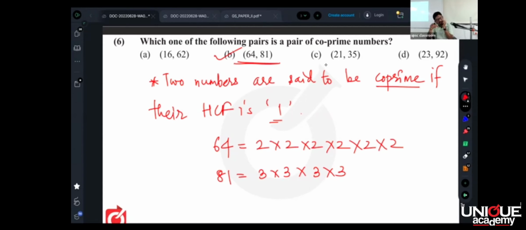So any two numbers can be co-prime if their HCF is 1. No doubt any two prime numbers are co-prime because they don't have any common divisor. But two composite numbers can also be co-prime, as we are getting with 64 and 81, even though both are composite numbers. Got this? Okay.